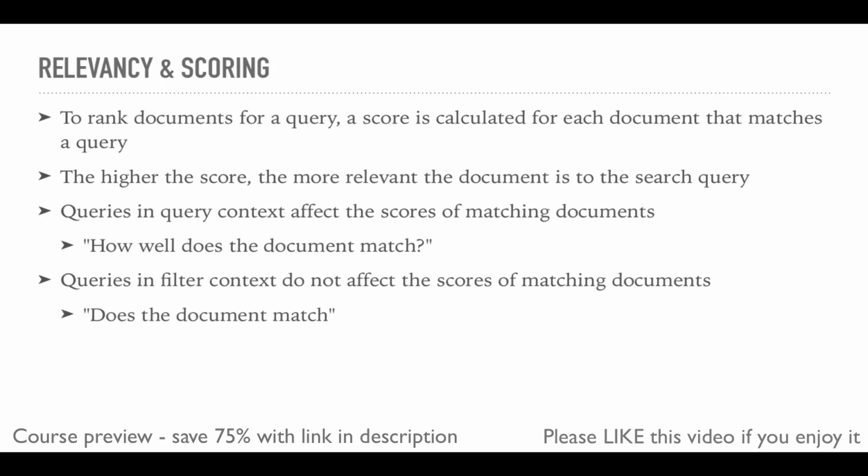Elasticsearch calculates a score for each document that matches a given query and ranks the documents according to the score. The higher the score, the more relevant the document is to the search query. When searching, there are two different contexts where queries can be applied: query context and filter context. Queries within the query context answer the question, how well does the document match, assuming that it does match.